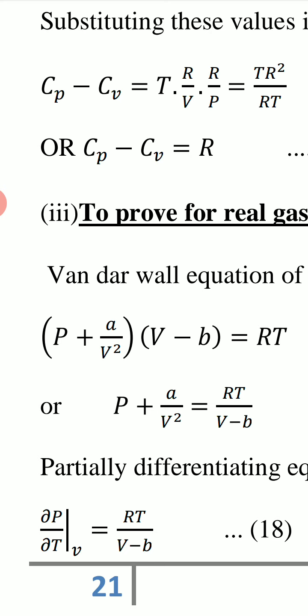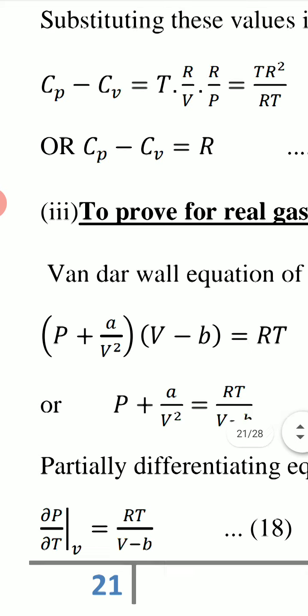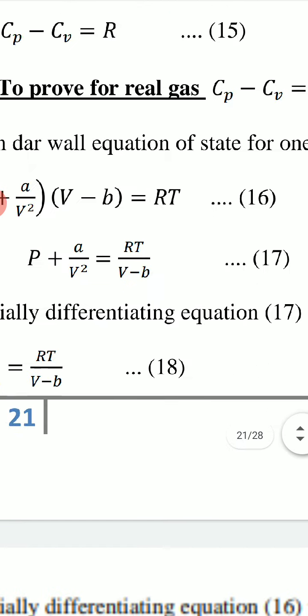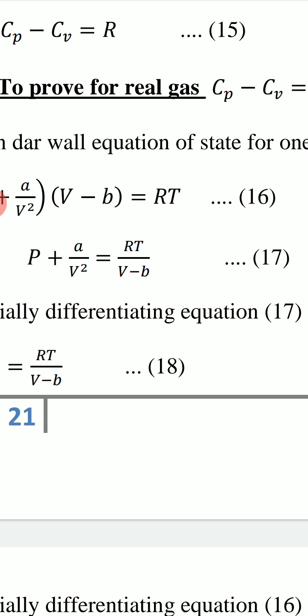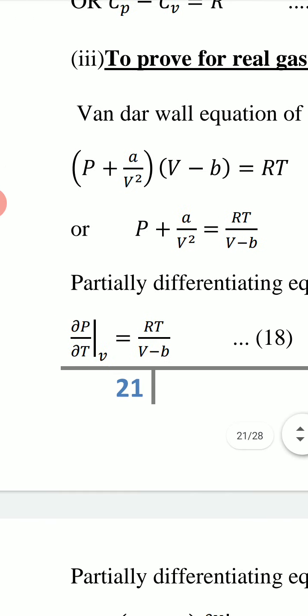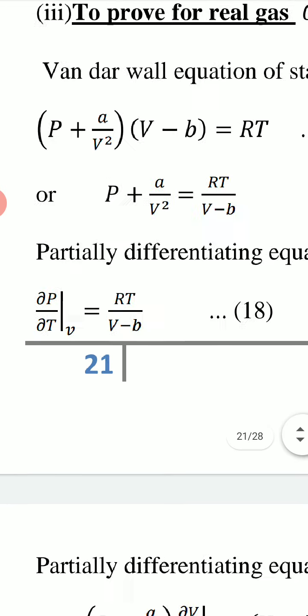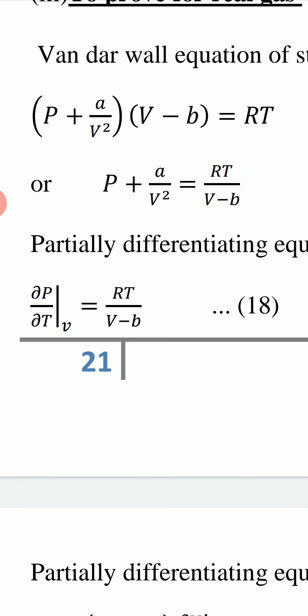Now for real gas, we want to find Cp minus Cv. For real gas, we will use the van der Waals equation of state. The van der Waals equation of state for 1 mole real gas is this. For ideal gas, we have PV equal to RT. For real gas, we have the van der Waals equation of state, and here P is now replaced by P plus a upon V squared, and V is replaced by V minus b. a and b are constants.